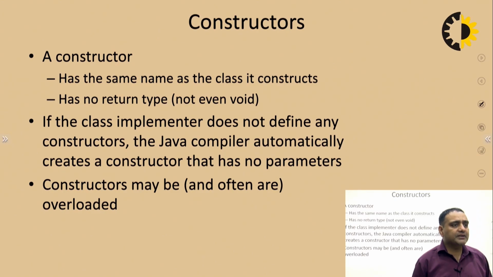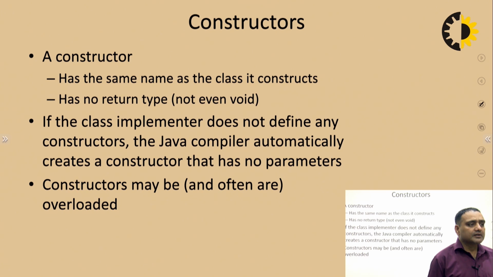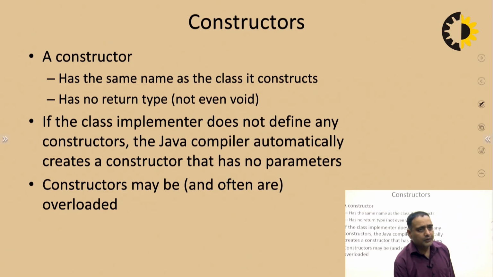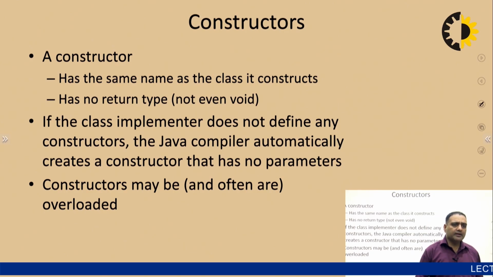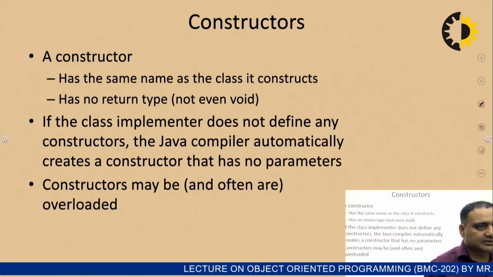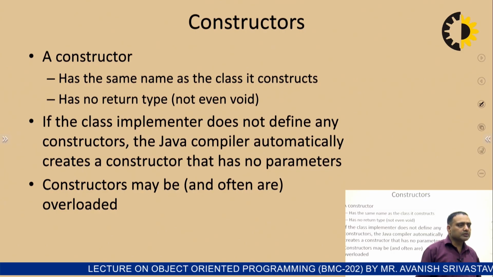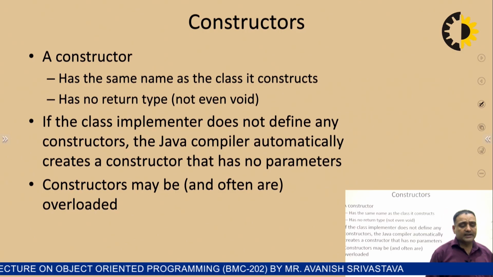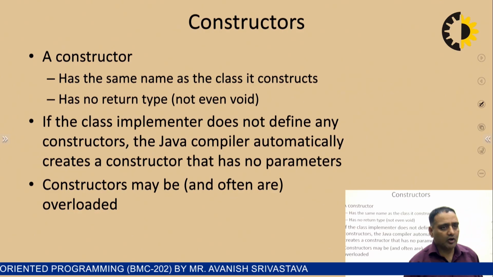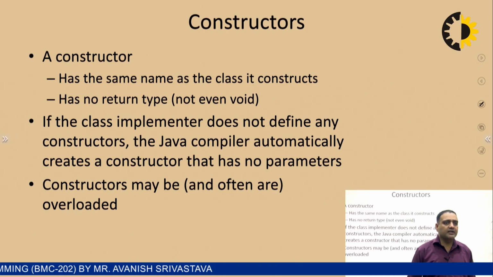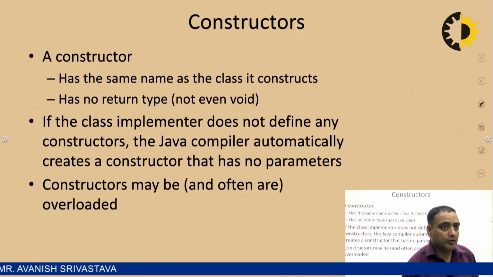If the class implementer does not define any constructor, the Java compiler automatically creates a constructor that has no parameters. Means if in the programming environment you are creating an object through the new operator, and you are not initializing the object through a constructor in your source code, then the Java compiler automatically initializes the object through the constructor. That is, a parameterless constructor will be called by the Java compiler if you are not mentioning any specific constructor at the time of object creation.